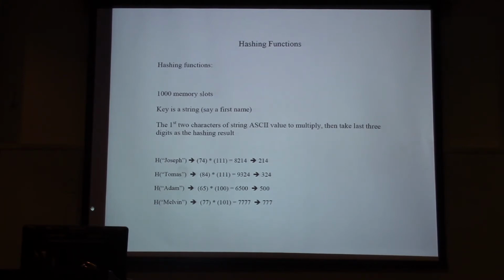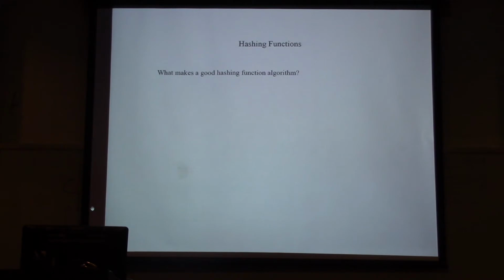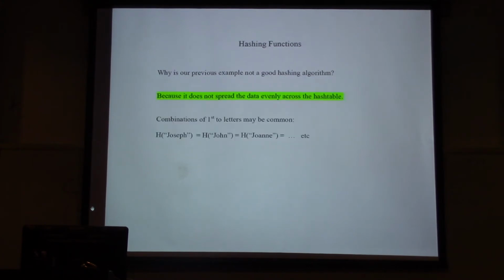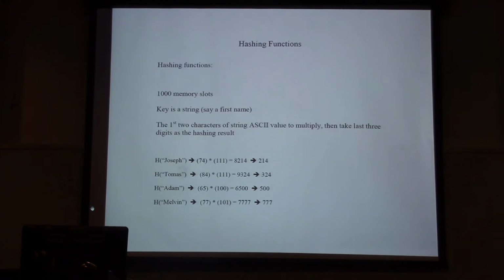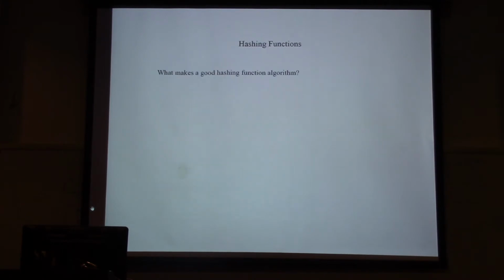Okay? So you can see that this looks pretty good, but there are going to be some major problems with this. As you can probably imagine, what makes a good hashing algorithm? We already said that. Why is our example before not a good hashing algorithm? Well, because Joseph is nice, but John and Joanne all have the same first two characters, so they will all hash to location 214. So maybe if this is the key, we're not using as much of the key as we could. Okay?